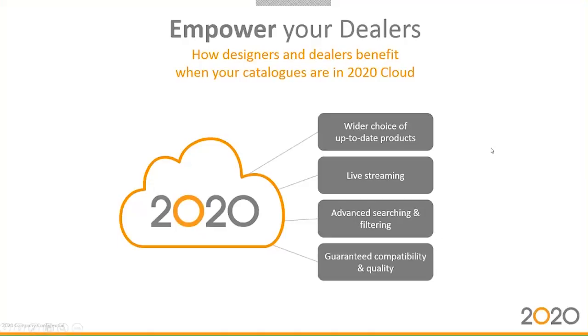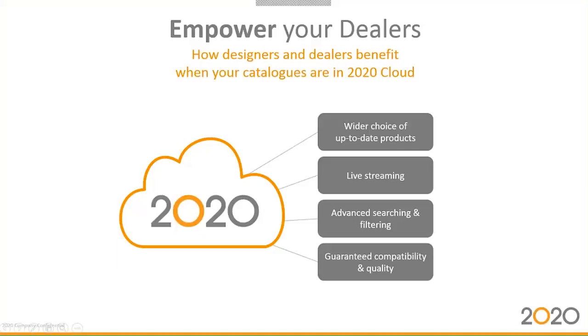There's also an advanced searching and filtering system within the 2020 Cloud. This makes it easier to find the correct appliance, for example, you may need to use within your design. Okay, and what we can guarantee is the highest quality of data available.